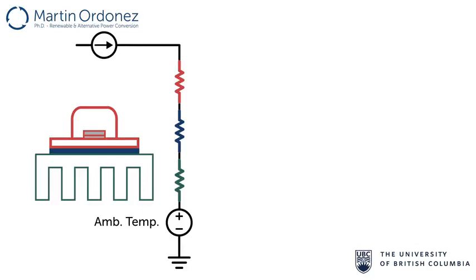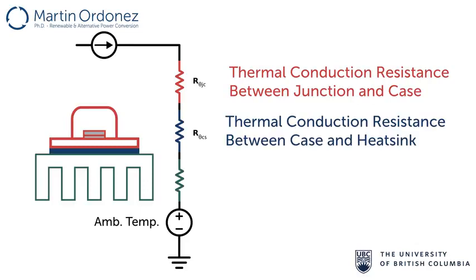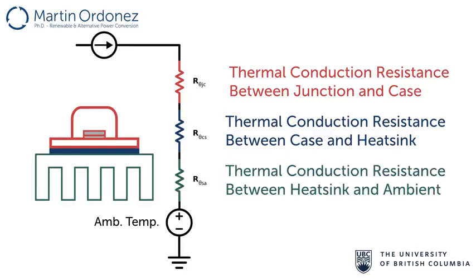The red one, R theta JC, is the thermal resistance between the junction of the MOSFET and its case. The blue R theta CS represents the resistance between the case of the MOSFET and the thermal heatsink. The green R theta SA represents the thermal resistance between the heatsink and the ambient. Because heat loss flows through all the materials, the current source represents the power losses.